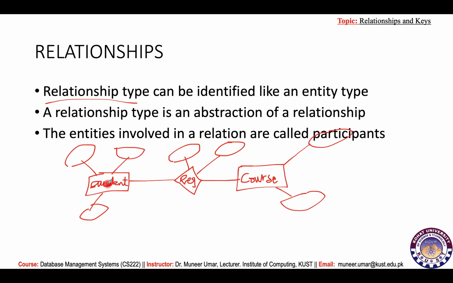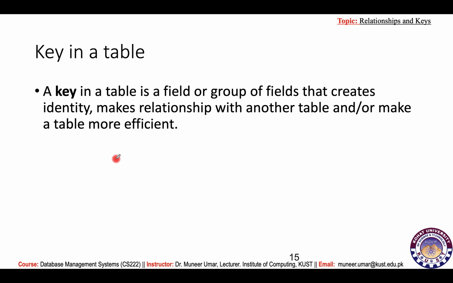We may have some attributes for students like ID, name, father name. For course, we may have course ID, number of credit hours, title, and for register, we may have the registration ID, date of registration, etc. Then we have a key in a table, or keys. A key in a table is a field or group of fields that creates identity, makes a relationship with another table, and/or makes a table more efficient.